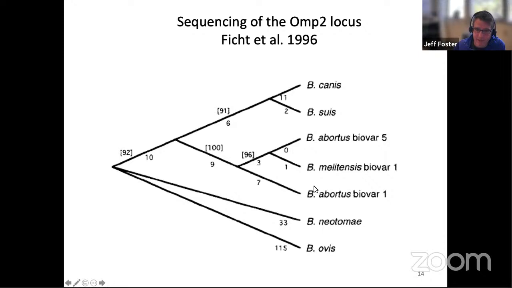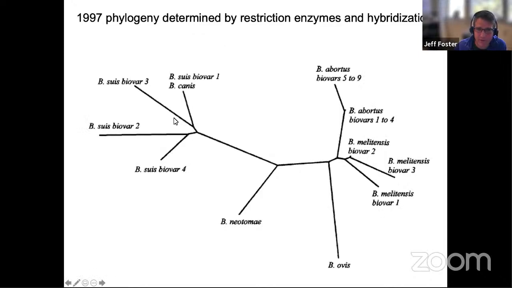We get that Brucella canis and suis are related to each other. We get abortus and melitensis mixed together. And then we get more distantly related Brucella neotomae and ovis. So a great first attempt at trying to understand the relationships of different Brucella, but it was only one gene out of thousands of genes, right? And so additional researchers used other strategies.